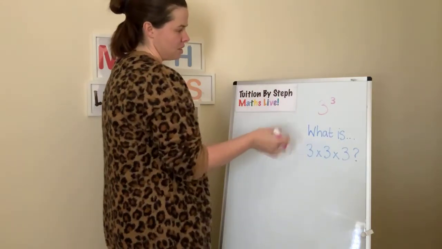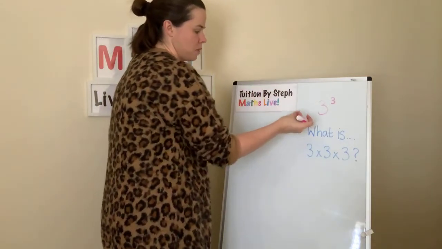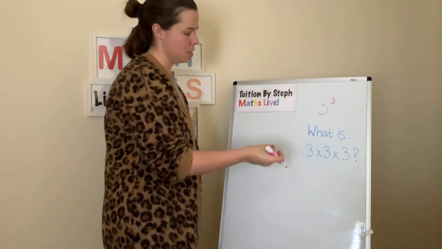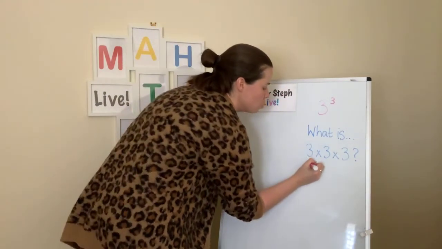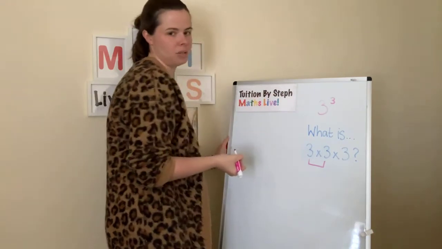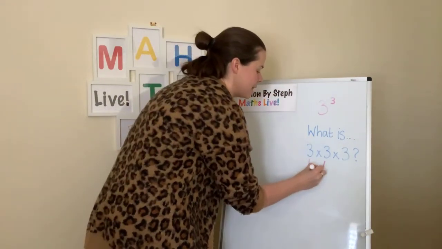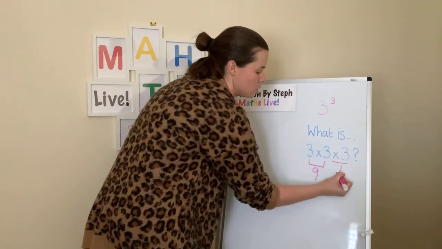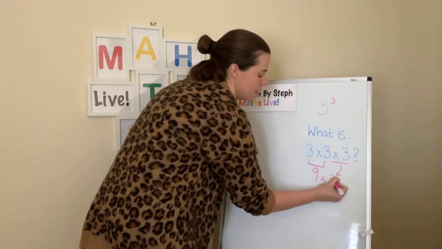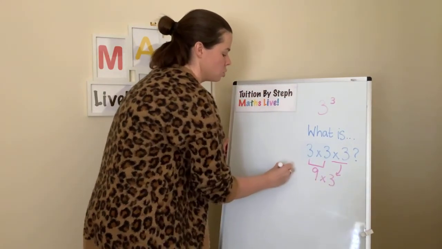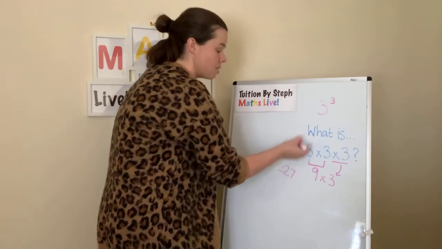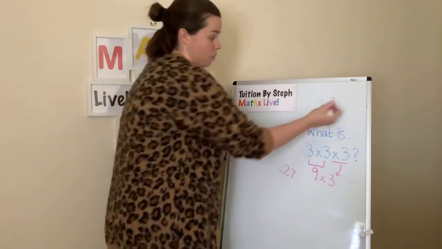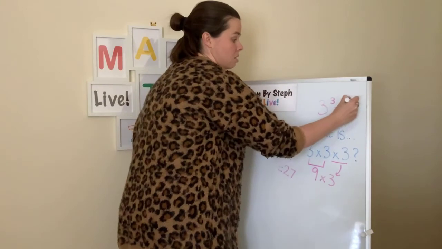So 3 times 3 times 3, 3 cubed. So how do we tackle this? Well, what we've got to do is, first of all, do the first part, the 3 times 3. 3 times 3 is 9. And then we add the second part onto that. So then we do 9 times 3, which is 27. So 3 times 3 times 3 is 27, and that is the answer to 3 cubed.